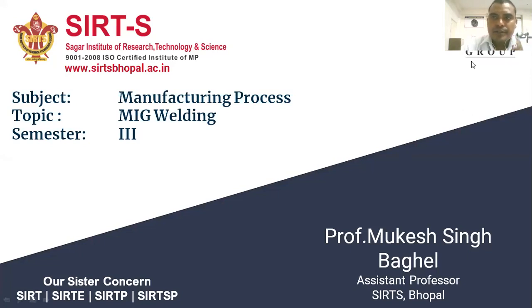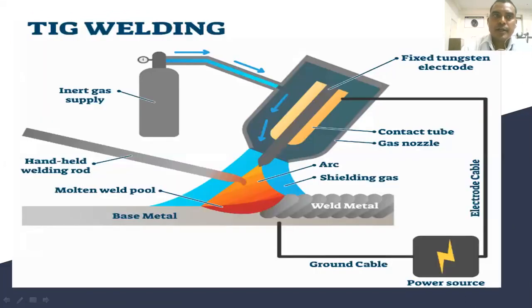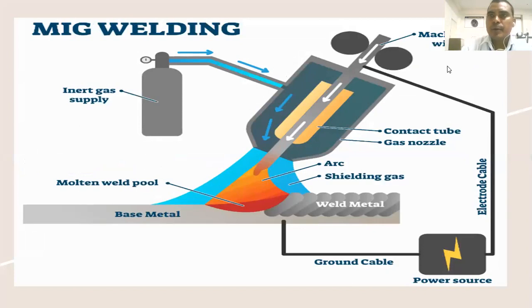My dear students, MIG means metal inert gas welding. It is also known as gas metal arc welding, in short form GMAW. When we discuss MIG welding, I have a diagram. With the help of this diagram, we can understand how MIG works. So let's start. This is the diagram of MIG welding.